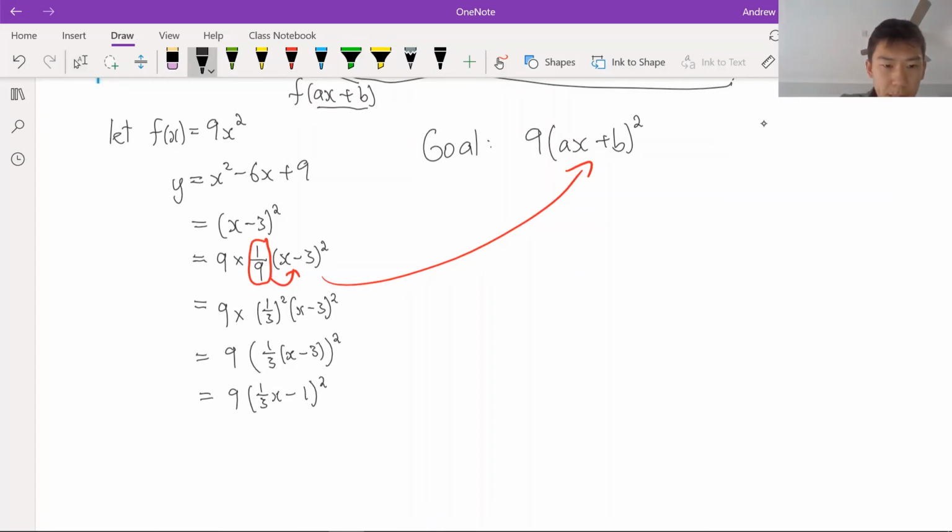So, hence, a is 1/3 and b is -1. So the two transformations are in order.